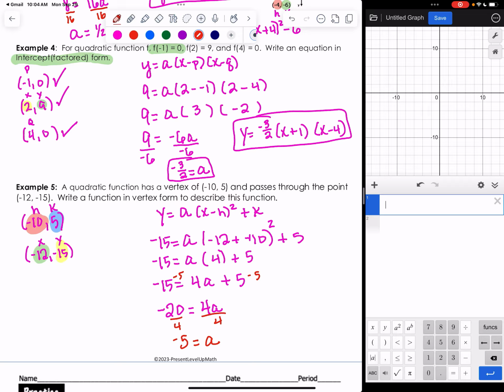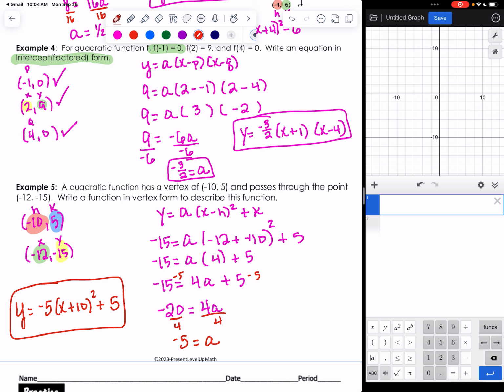All right, now that I know the value of a, I'm ready to write my equation. y equals -5 times (x, the value of h was -10, so plus 10) squared, plus k. The value of k was 5. Now, again, we're going to check our answer with a graph. So -5, (x plus 10) squared, plus 5.